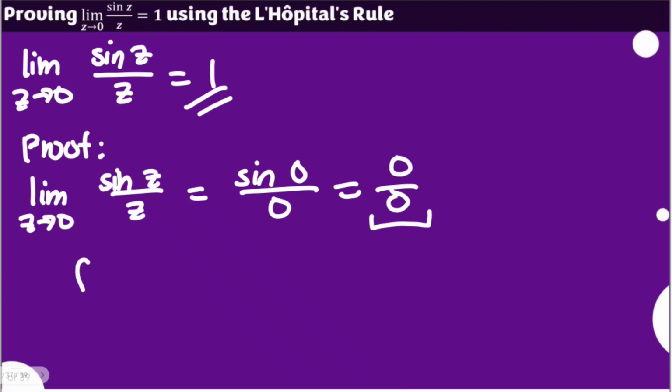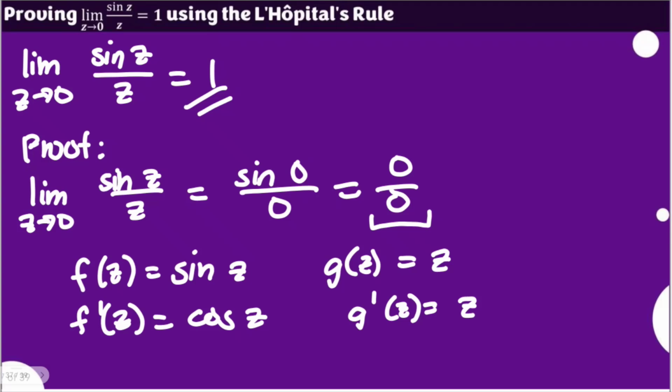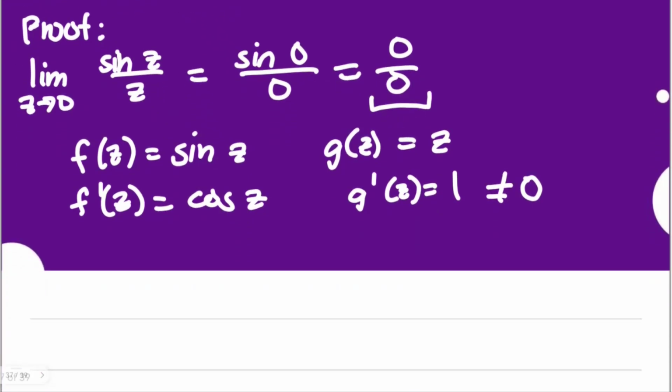Let's take the numerator as f of z, that's our sine z, and our g of z would be the denominator z. Let's take their derivatives. The derivative of sine z is cosine z. The derivative of g of z, which is z, is equal to 1. Obviously, this is not equal to 0, and hence, together with the idea of L'Hopital's rule, we can now use the ratio of the derivatives.